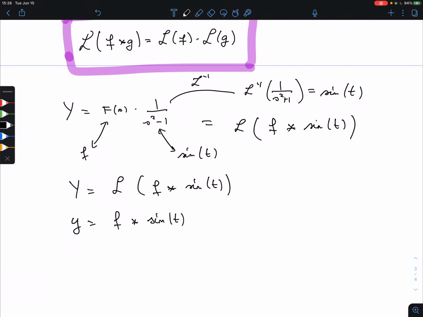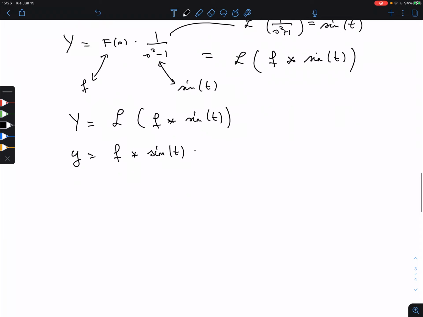So our solution is f star sine t. And what is f star sine t? F convolved with sine t. Well, by definition, that is the integral of f(z) times sine(t minus z) dz. So it's an integral that you have to solve.